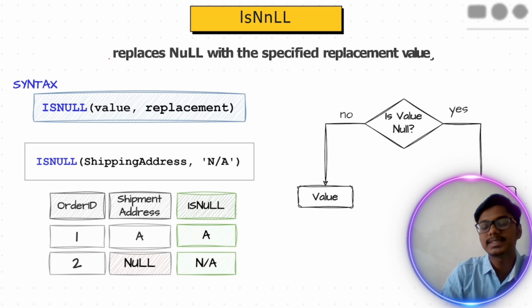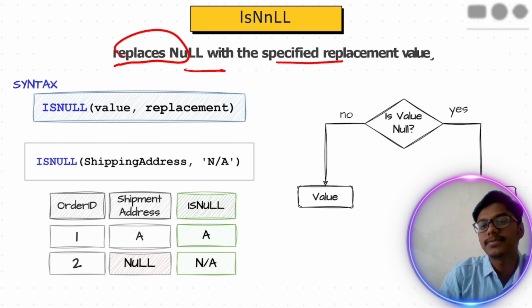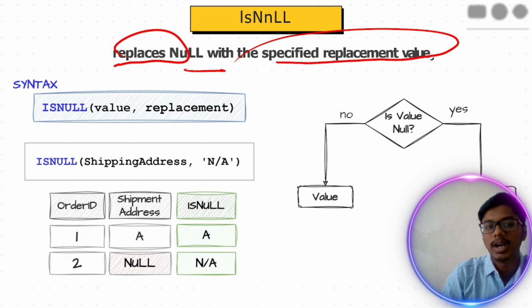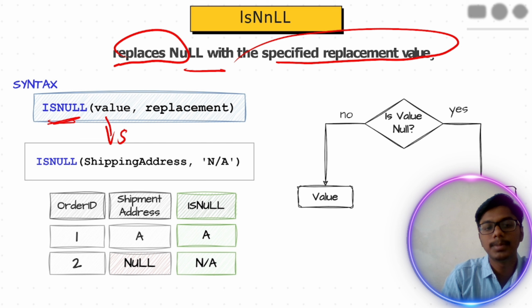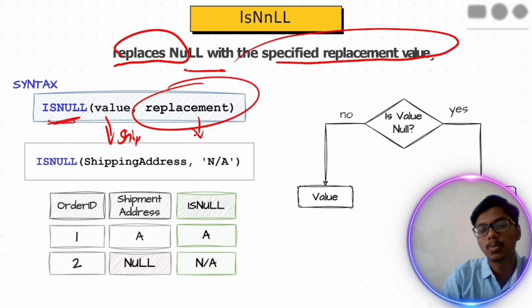So what does ISNULL mean? It replaces the null with a specified replacement value. The definition itself tells us we are going to replace the null with a specified replacement value. In the syntax, it's ISNULL of value, which may be the shipping date or the order date. The replacement value may be 1, it may be NA, or whatever it may be, right?